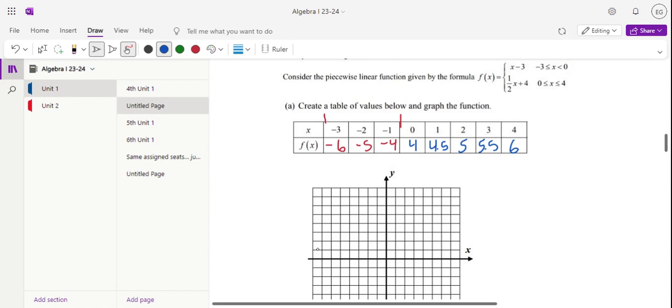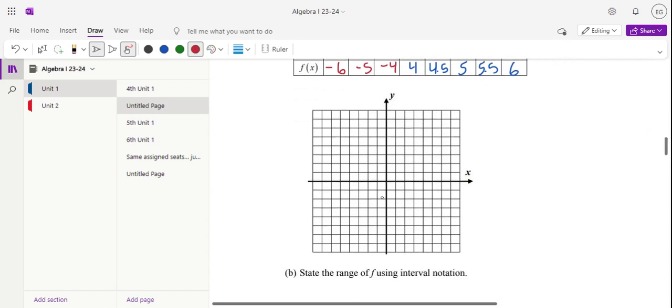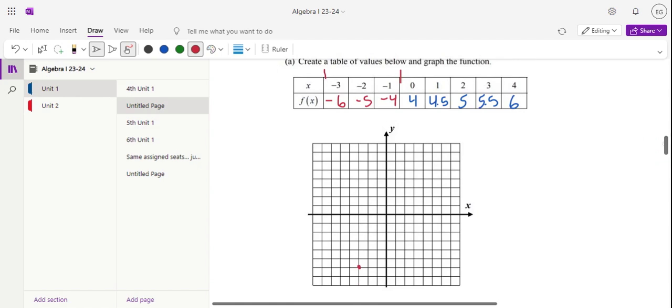So if we're going to graph what we have here, we have a point at -3, -6. So we have a point there. Let's see if I can show all of this. That's pretty good. -2, -5, -1, -4.